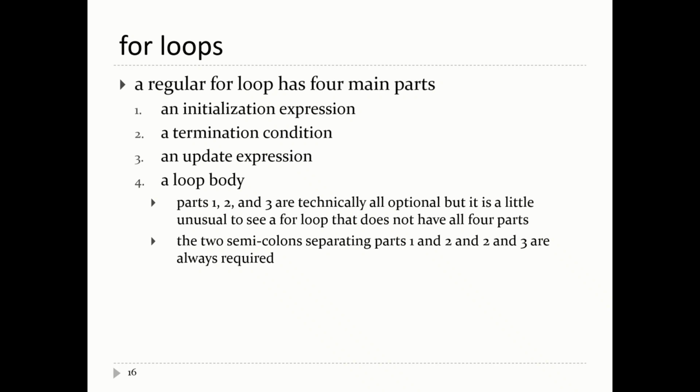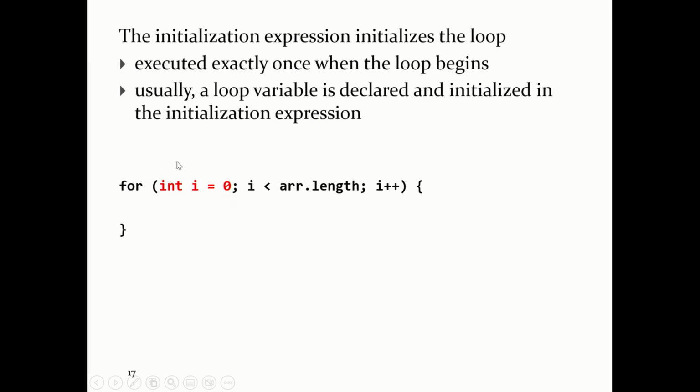Okay, so these are the details of the regular for loop. I think you all should know this. A regular for loop has four main parts: the initialization expression, the termination condition, the update expression, and then the loop body. The initialization expression creates a variable for the loop and gives it an initial value. The first time the loop runs, i will be 0. Straightforward.